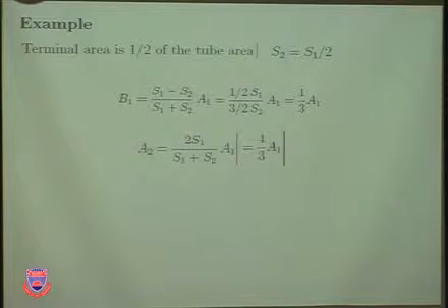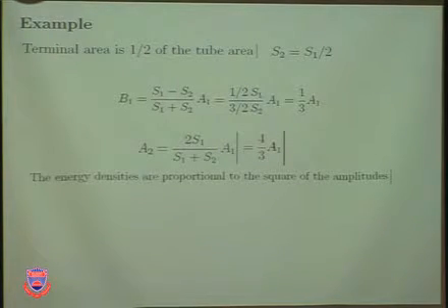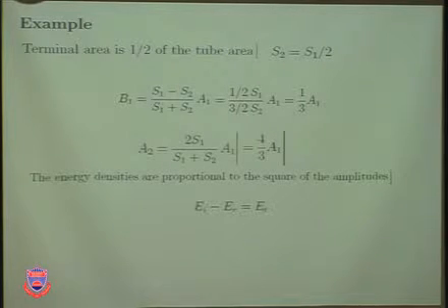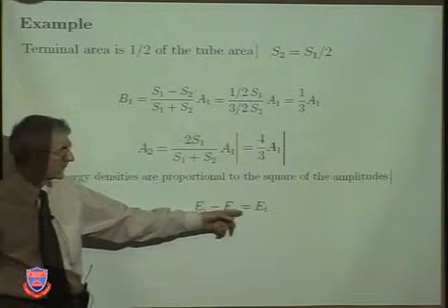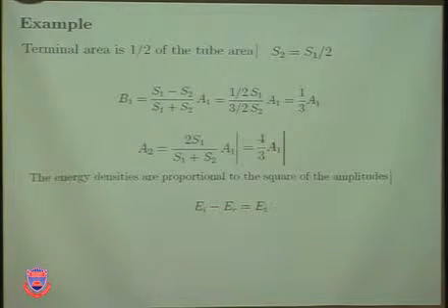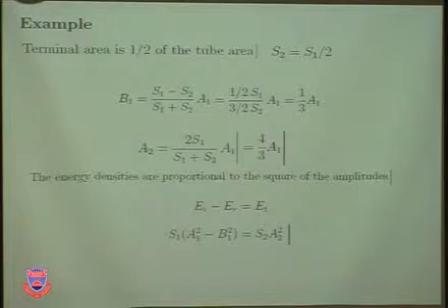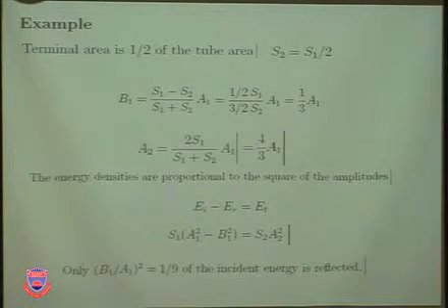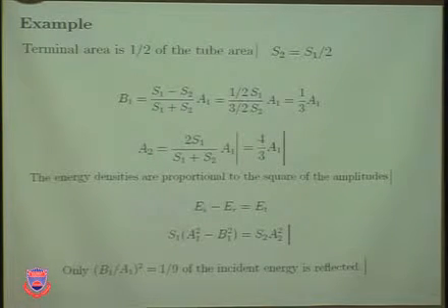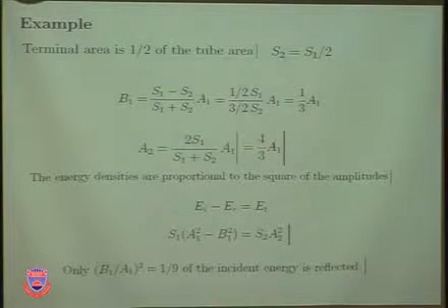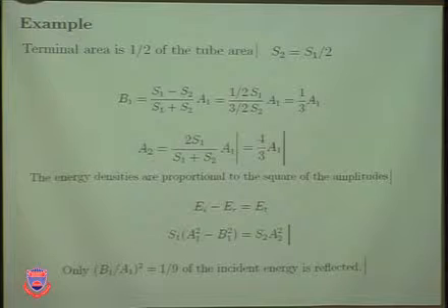So let's look at the energy that's transmitted here. Okay? Energy densities are proportional to the square of the amplitudes. So incident energy minus reflected energy is equal to the transmitted energy. And if you put it all together, you see that only 1/9 of the energy is reflected. Remember, it was 1/3 the amplitude, but only 1/9 that's reflected.